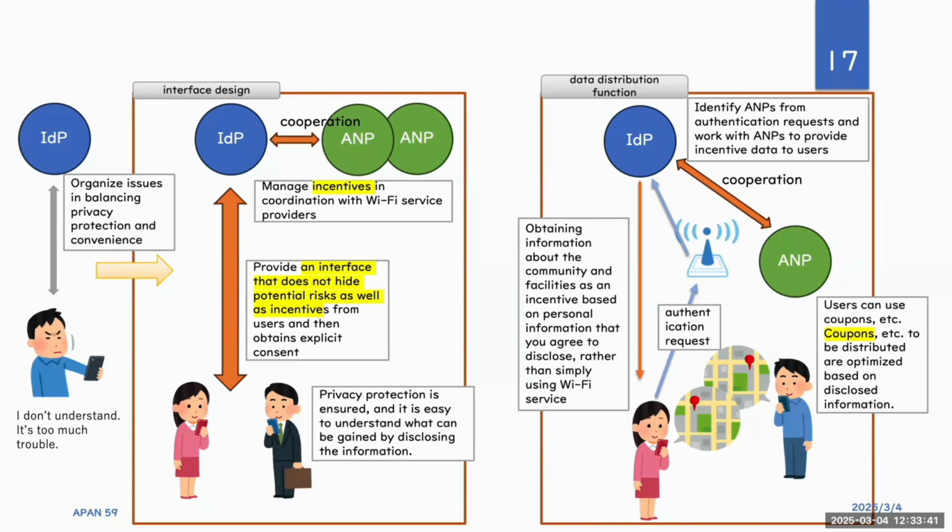In this function, identity providers and access network providers will work in cooperation with them. The system identifies the identity and access network providers from the authentication request and works with access network providers to provide incentive data to users. And also, users can obtain information about the community and the facility as an incentive based on personal information that the user agrees to disclose, rather than simply using Wi-Fi services.